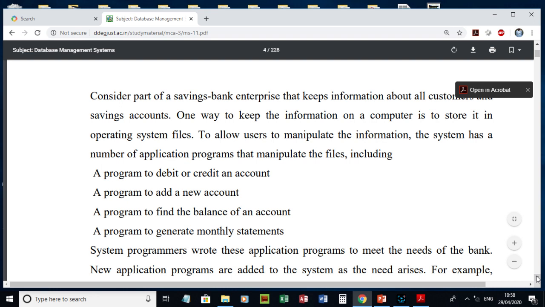System programmers write these application programs to meet the needs of the bank. If among us here there are gurus who understand the organization, the program should not fail. When programming, you must sit down together and join heads, because of what we are programming.